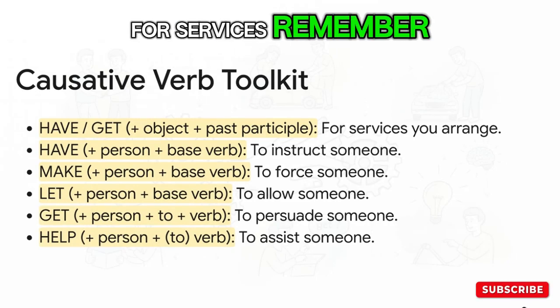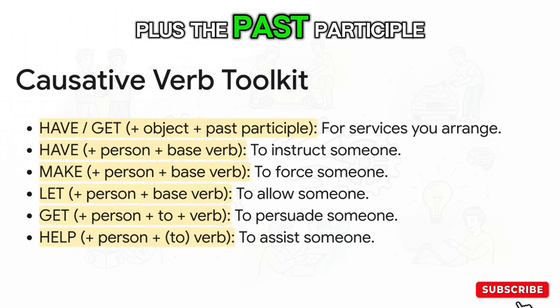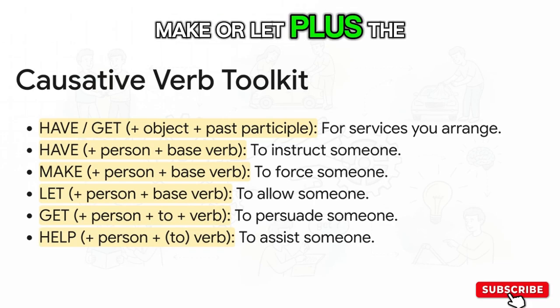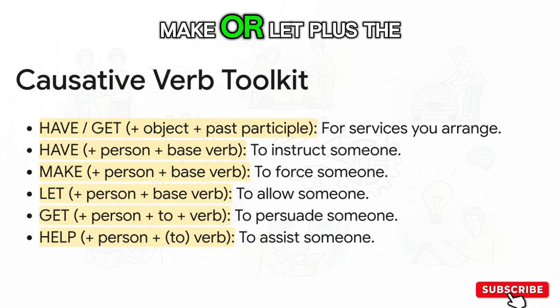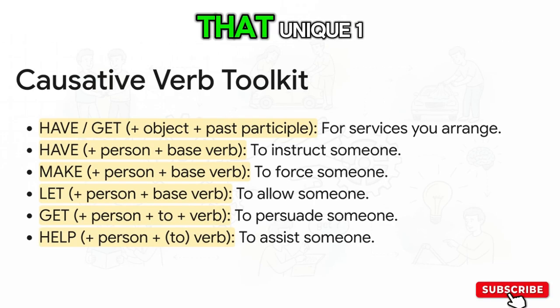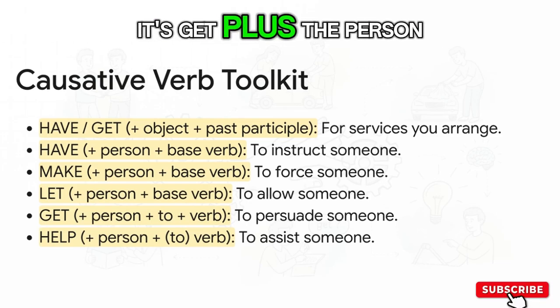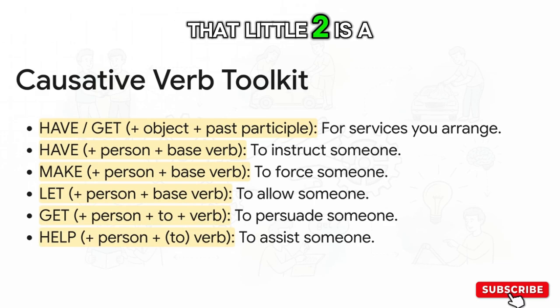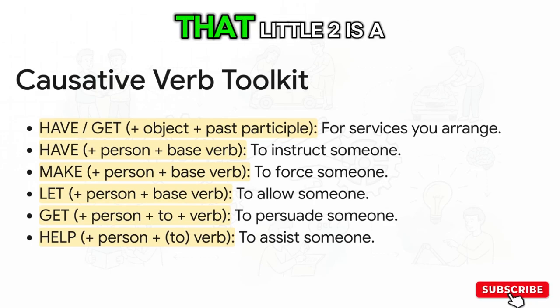For services, remember we use have or get plus the past participle. To instruct, force, or allow someone, we use have, make, or let, plus the person and the base verb. And to persuade someone, remember that unique one. It's get plus the person plus to and then the verb. That little to is a super crucial detail.